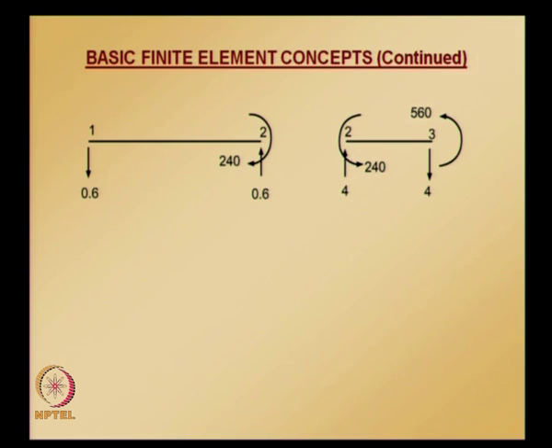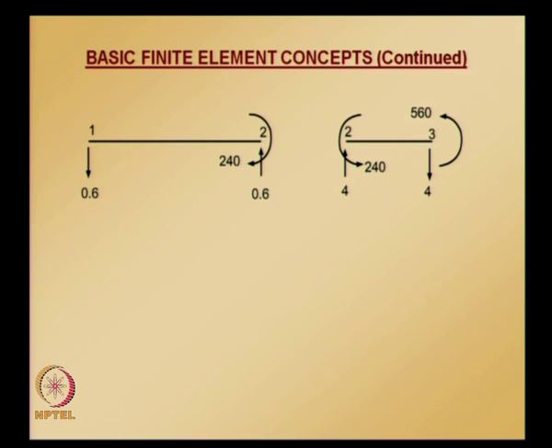The support reactions are equal to the sum of shears from elements framing into that support, we know that. Thus the reaction at the left support, where you have only one shear, is 0.6 kilonewtons in the downward direction. At the middle support, the contribution comes from element 1 and element 2: 0.6 acting in the upward direction and 4 acting in the upward direction. So the total will be 4.6 kilonewtons. The reaction at the middle support is 4.6 kilonewtons upwards.